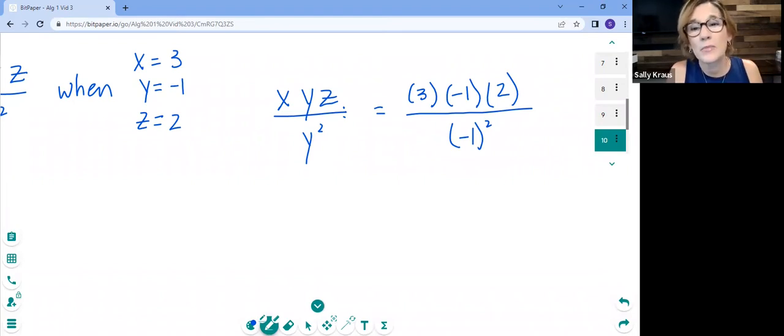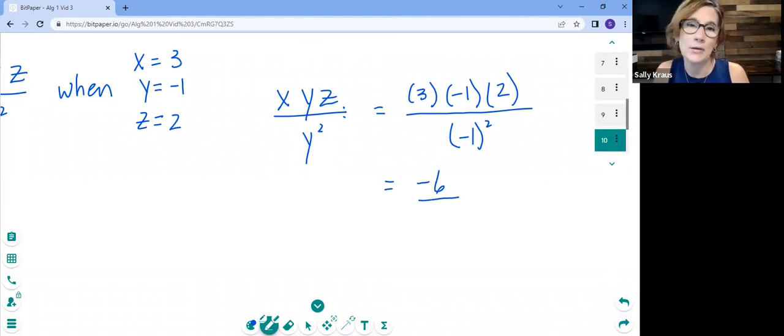That's all I did. All right, let's look at the numerator. 3 times -1 is -3. -3 times 2 is -6, over. What do you get on the denominator? Think about it for a second and come up with your answer.